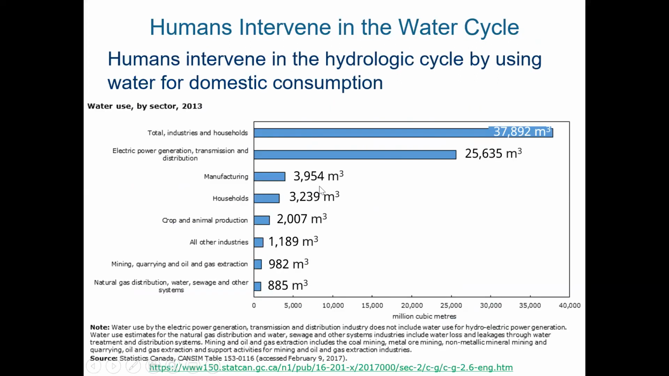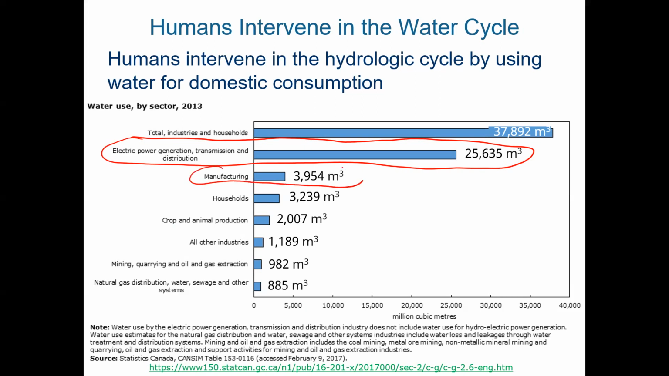Okay, so I'm pretty sure I showed you this slide before, way back at the beginning of the semester. This is showing what we are using our water for. And notice that number 1 is this one here. The top one is the total, right? So electric power generation. This is using a massive amount of water compared to all of our other water uses entirely. You can see manufacturing is number 2, and households comes in at number 3.